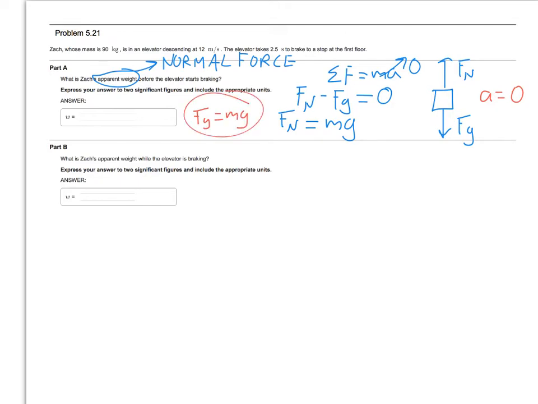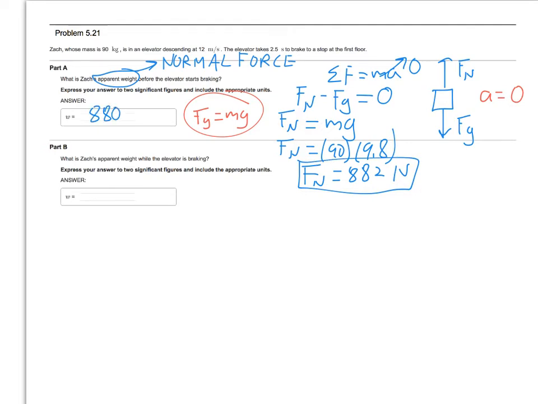And so I can plug in the mass that I have, which is 90 times 9.8, and I get a normal force here of 882 newtons. Rounded to 2 sig figs, I'm just going to put in a weight of 880 newtons.